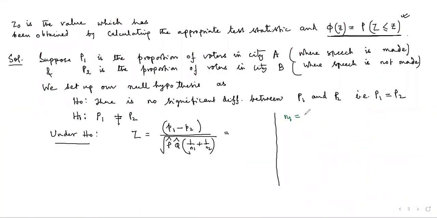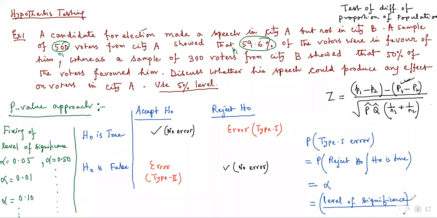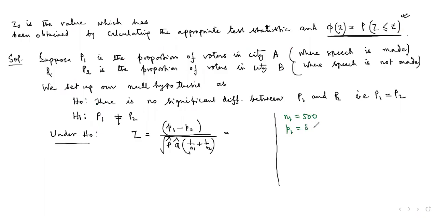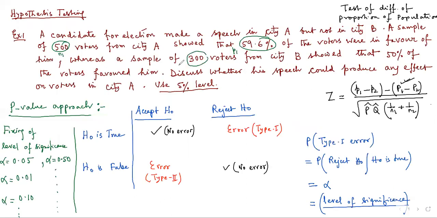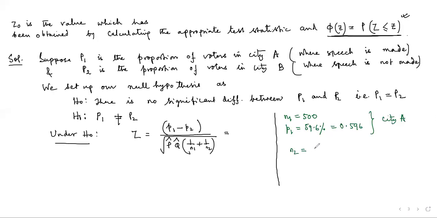My N1 is 500. My sample proportion is 59.6%, or I can write it as 0.596. This is for CTA. My sample size N2 is 300, and my sample proportion for CTB is 50%. So we write N2 to be 300 and P2 to be 50%, which is 0.50, which is CTB.